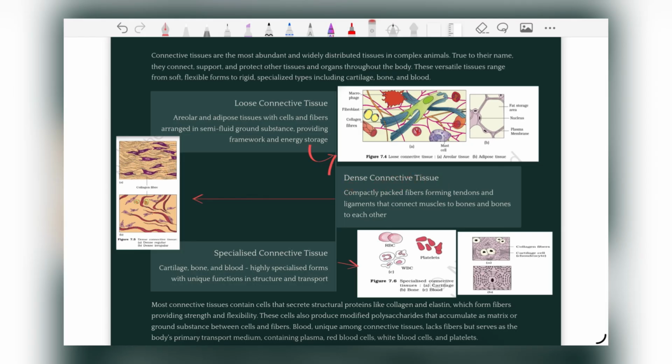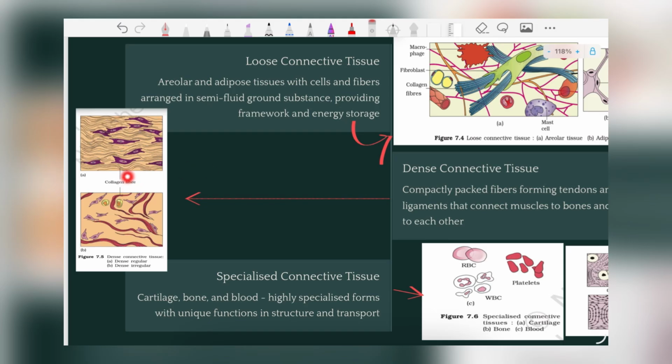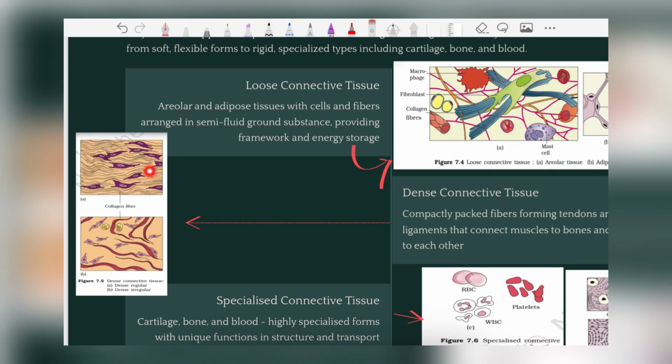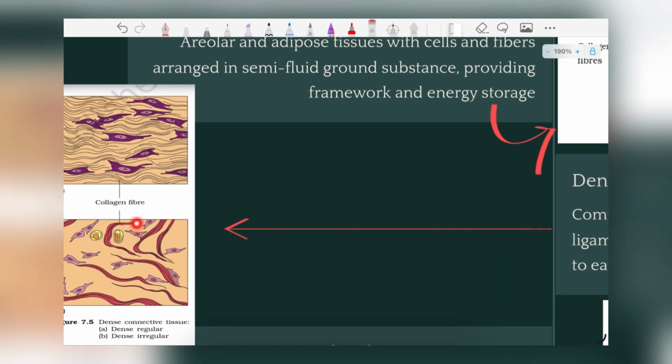Dense connective tissue, compactly packed fibers forming tendons and ligaments that connect muscles to bones and bones to each other. As you can see over here, this is the collagen fiber. This is dense regular tissue and this is dense irregular tissue. These are the collagen fibers.